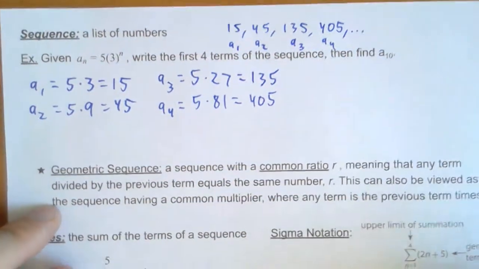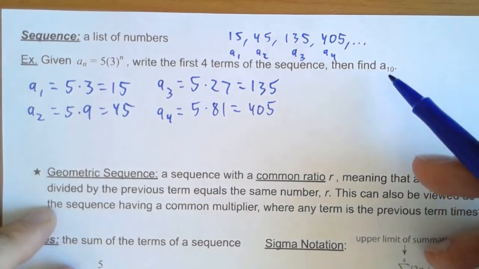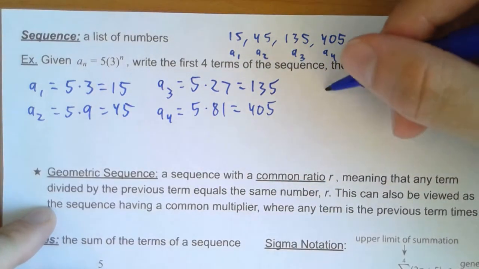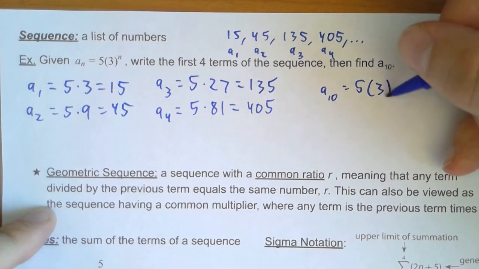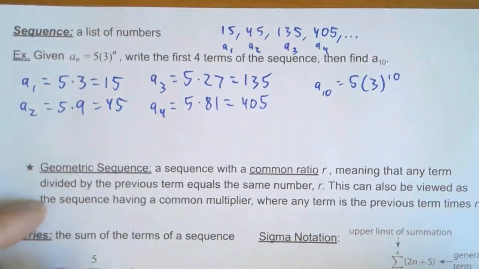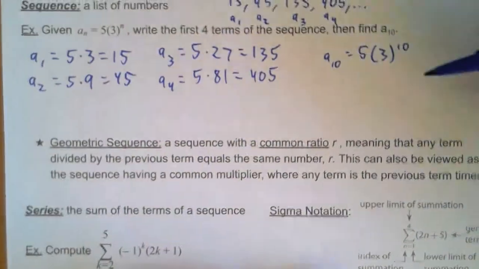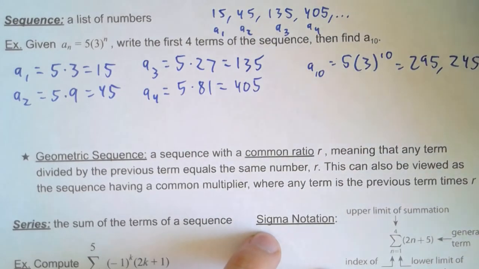The individual numbers are called the terms. And then if we have a formula like this, it's no problem to jump forward to another term. If we wanted the 10th term, a sub 10, we could just take 10 and plug it in. 5 times 3 to the 10th. And you definitely want a calculator for that. But if you use a calculator, that should come out to be 295,245.